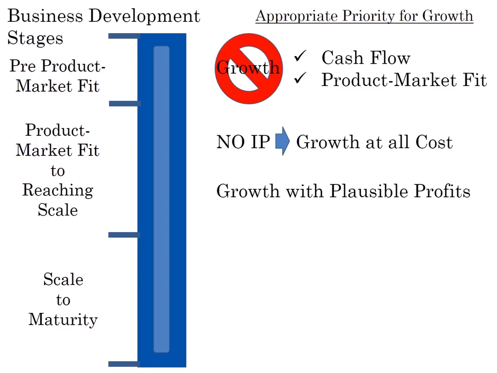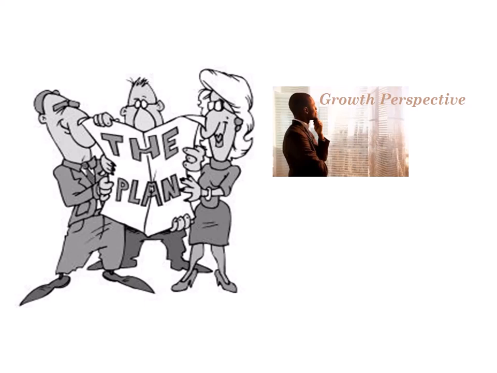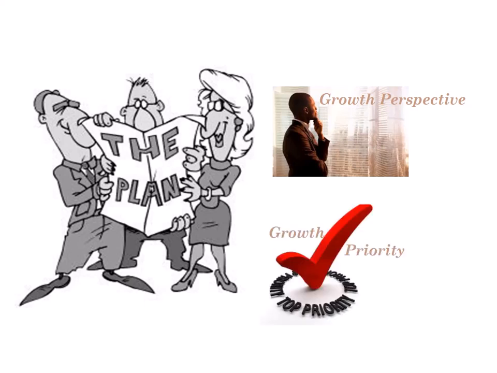If these conditions do not exist, then growth should have priority, but a company should be able to at least make a plausible argument for profitability. At maturity, growth is still aggressively pursued, but profitability now has priority. Looking ahead at the growth planning process, the initial steps will involve visualizing the proper perspective to have for the planning process and the priority that should be given for growth.